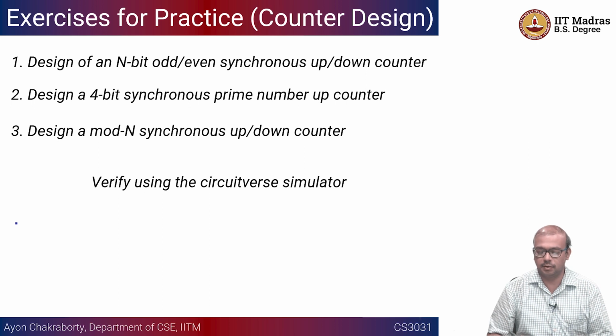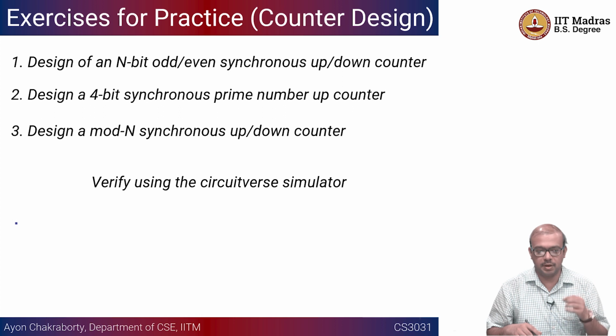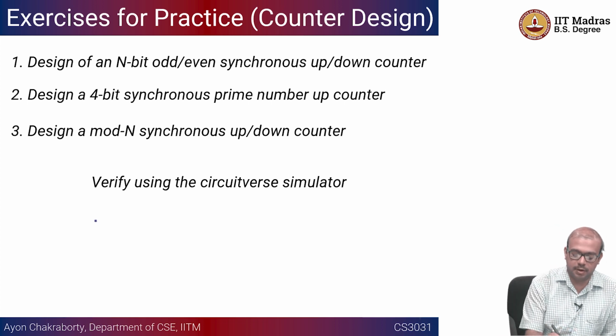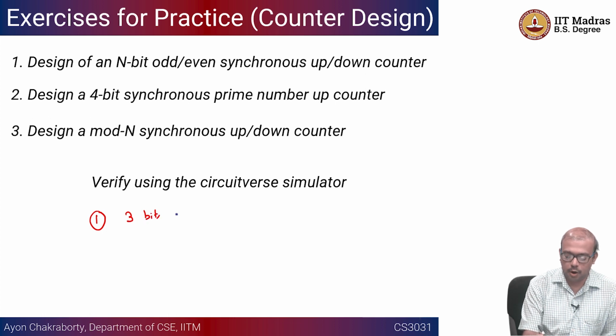The first one is, I am asking for an n bit odd or even synchronous up or down counter. So an up counter is a separate counter, a down counter is a separate counter. It could be an odd counter or an even counter. So there are 4 designs that you can do, right. Suppose for question number 1 you want to do, let's say, a 3 bit odd down counter.